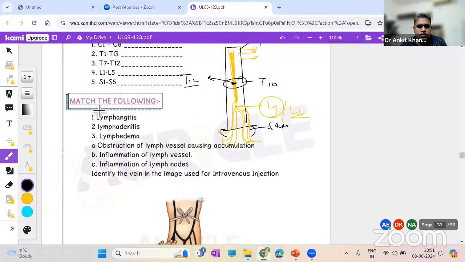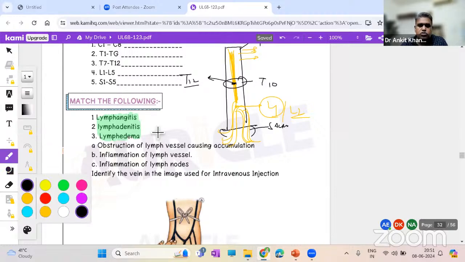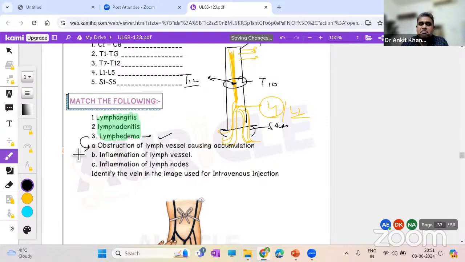Okay, coming to another question that might come as a small part over here: the 3 names which might confuse you guys: lymphangitis, lymphadenitis, lymphedema. Now 1 and 2 are more confusing actually. Lymphedema means swelling. There is some obstruction to the lymphatics. The lymph accumulates mostly in the lower limb, and there is swelling. So that is simple, lymphedema: obstruction to the lymph vessel. Okay, this is 3A. Now what is lymphangitis and lymphadenitis?